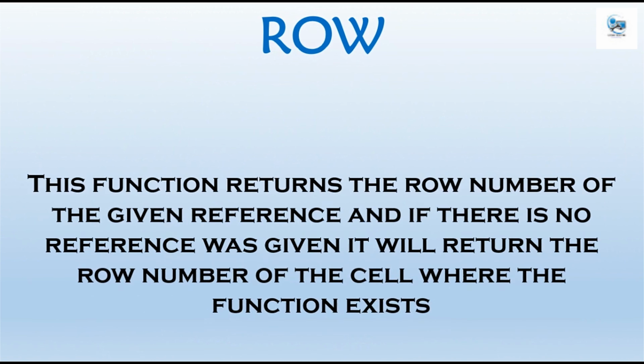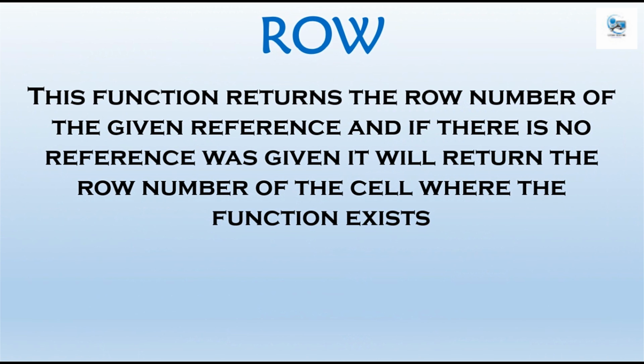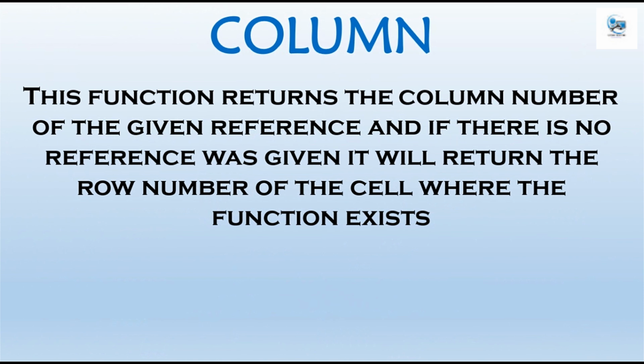Row function. This function returns the row number of the given reference, and if no reference was given, it will return the row number of the cell where the function exists. Syntax is very simple: equal, row, and between two parentheses you may say nothing, and it will return the row number of the cell where the function exists. Column function. Similar to the row function, except it returns the column number instead of row number. Syntax is very similar, as you can see here.